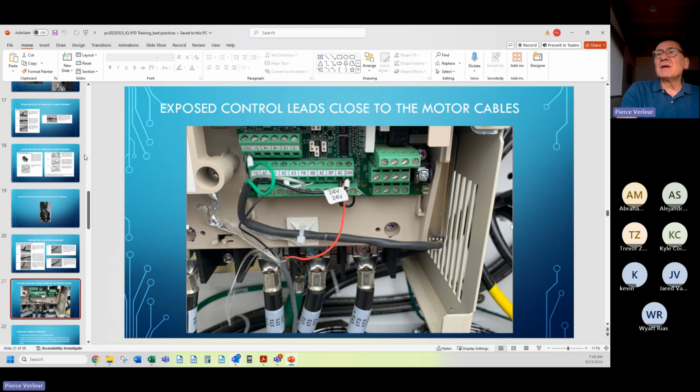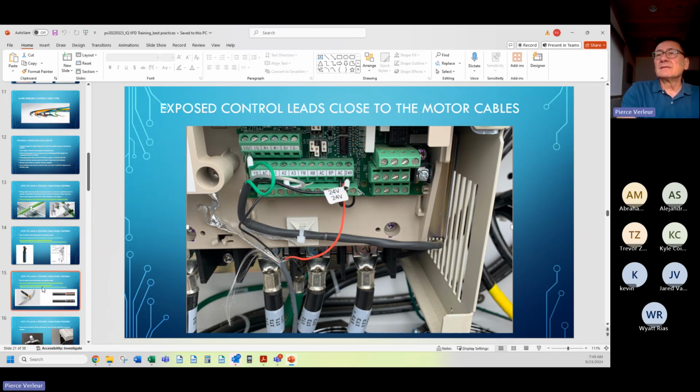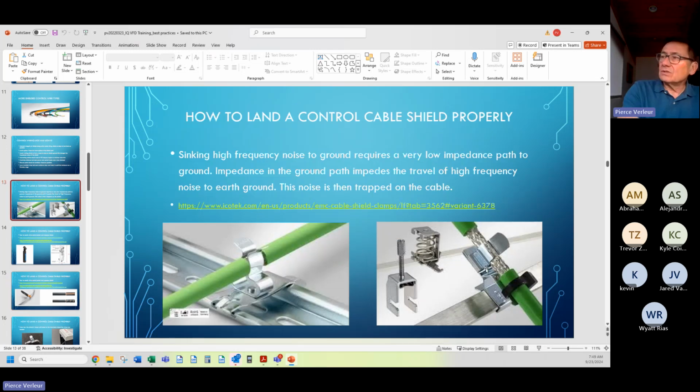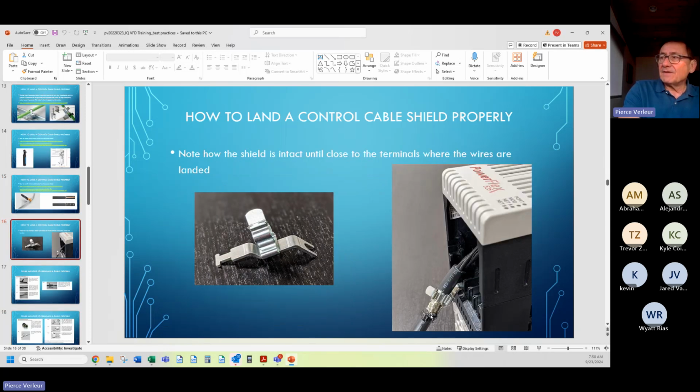Using this method, note the shield travels on past the ground point. This can be at the point of entry in your cabinet. It can also be right at the VFD, where you mount this neat little convenience device with a proper clamp.